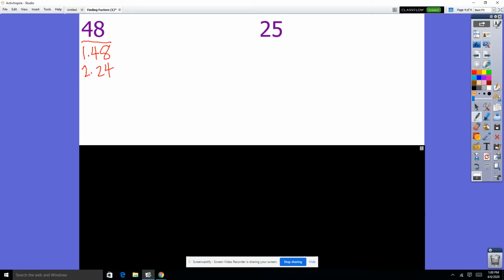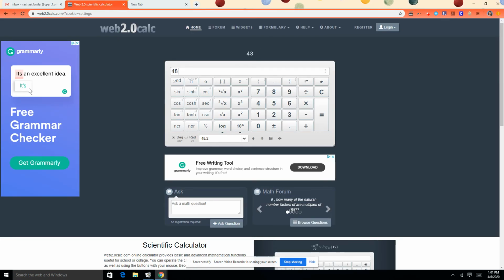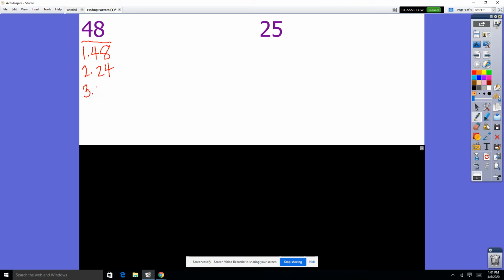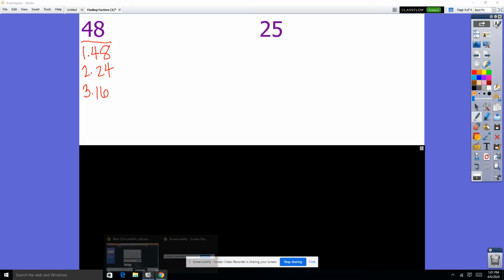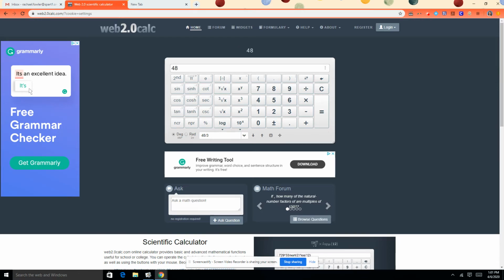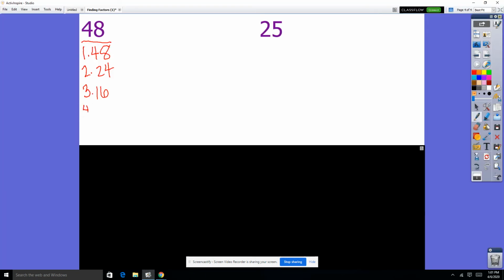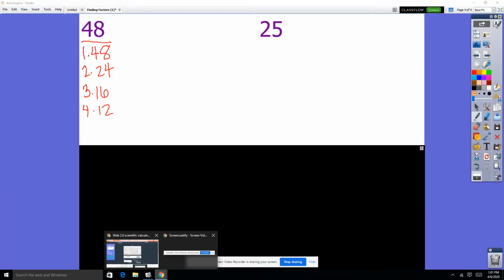The next number I'm going to try is 3. So I'm going to see, is 48 divisible by 3? And it is. 3 times 16 gives you 48. So my next set of factors would be 3 and 16. Then my next number I'm going to check is 4, because I'm going up. So 48 divided by 4 is going to give me 12. So 4 is a factor of 48. The factor is 4 times 12. It's the number you divided by times your answer.